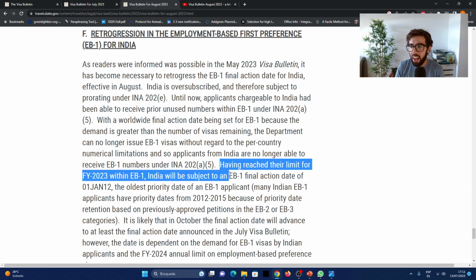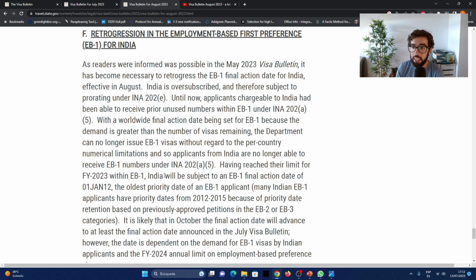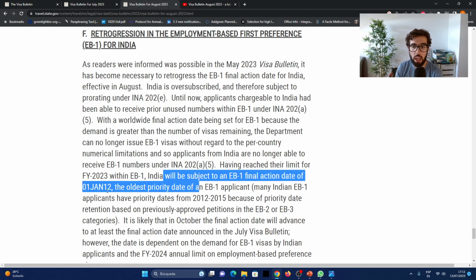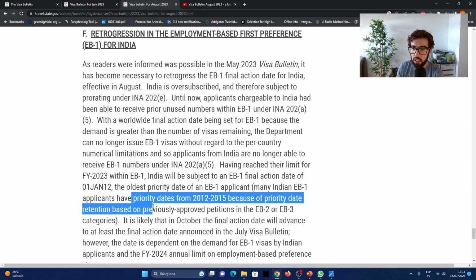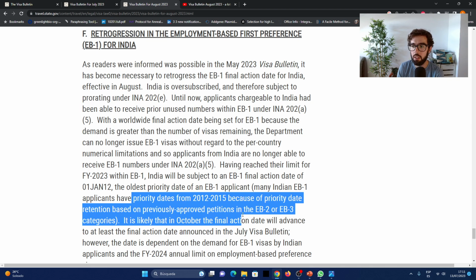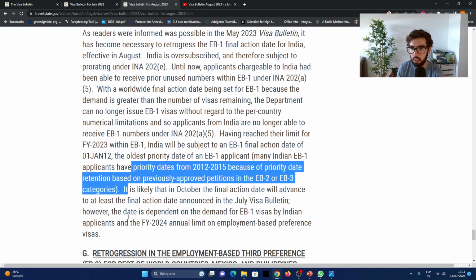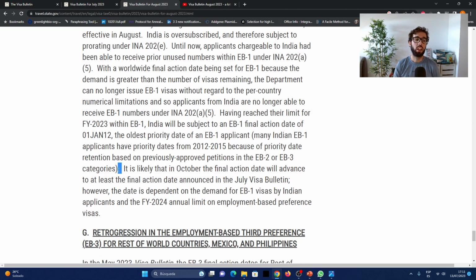Okay, they say, having reached their limit for fiscal year 2023, remember this is August and the fiscal year finishes in September, India will be subject to an EB1 final action date of 1st of January 2012, the oldest priority date of an EB1 applicant. Many Indian EB1 applicants have priority dates from 2012-2015 because of priority date retention based on previously approved petitions in EB2 or EB3 categories. So again, they are going back.